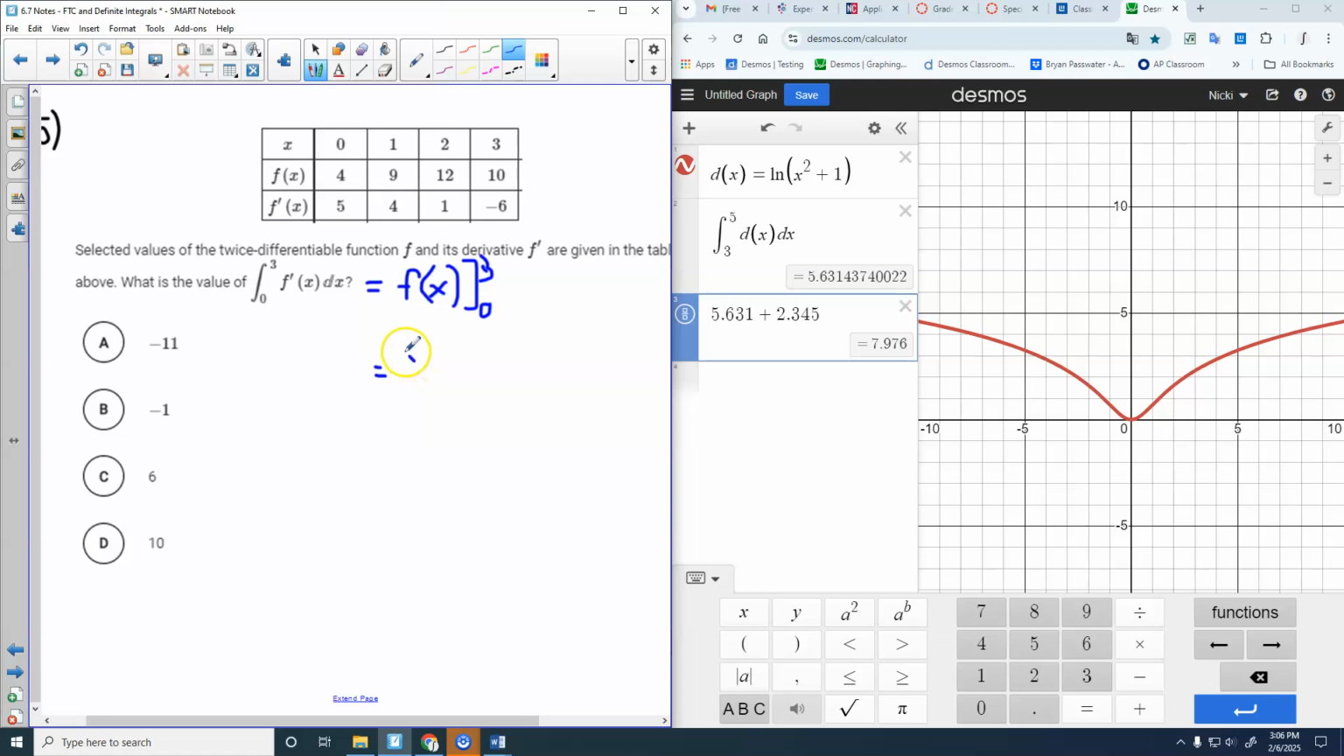So then I would have f of 3 minus f of 0. Where do I find f of 3 and f of 0? Table. I'm looking at that middle line right there. So f of 3 would be 10. f of 0 would be 4. And so I would get 6 as the answer. Right there.